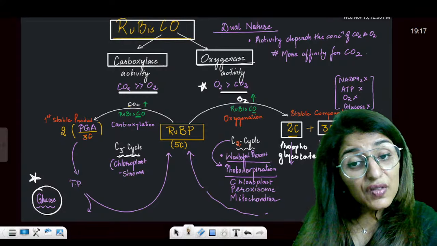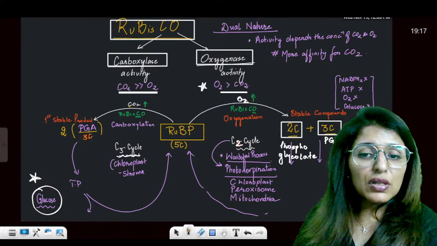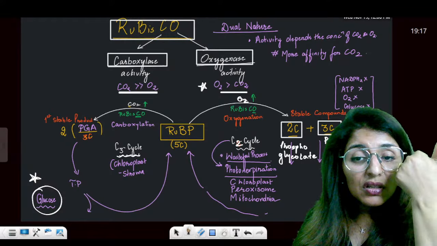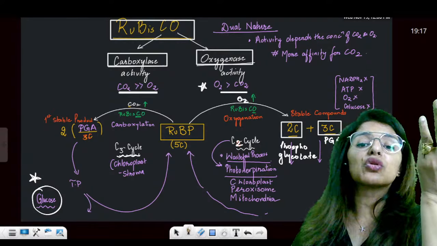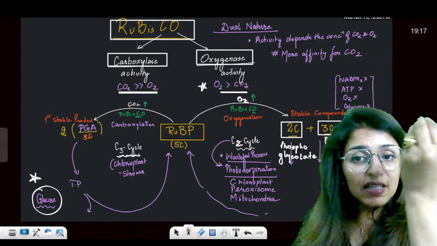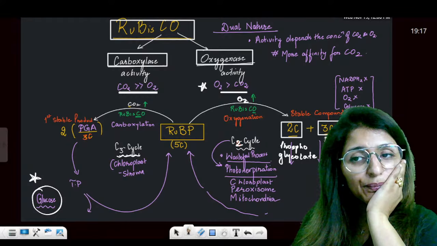But as a result of the C2 cycle, we get zero, we get nothing. So the C2 cycle is called a wasteful cycle. Neither does it produce ATP, nor NADPH, nor glucose. So what is the point of a process going on and utilizing ATP and everything and not giving us anything in return? Is that clear?